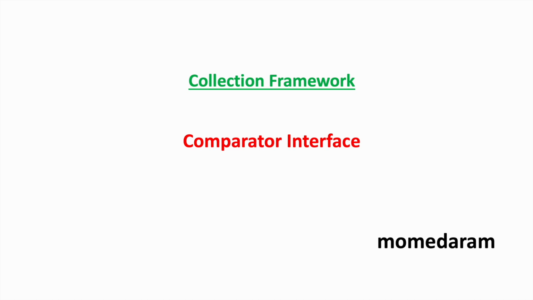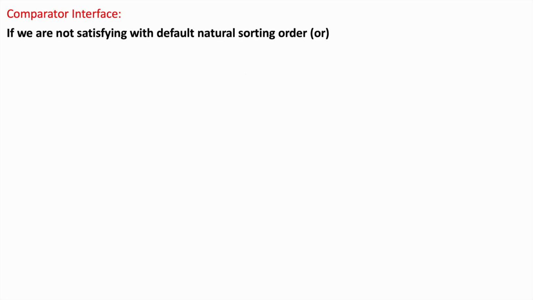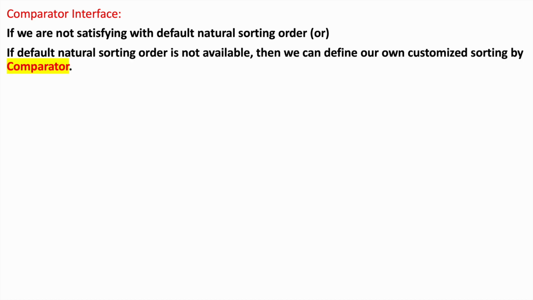In this video, we will see the Comparator interface. If you are not satisfied with the default natural sorting order, that is ascending order, or if the default natural sorting order is not available, then we can define our own customized sorting by Comparator. The default natural sorting order is applicable only if a class implements the Comparable interface.